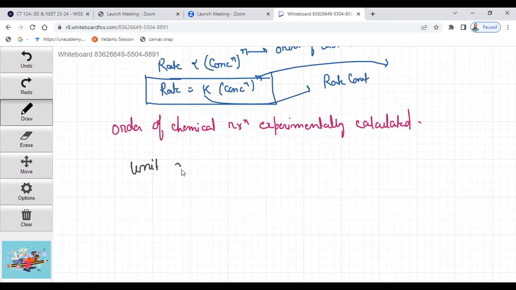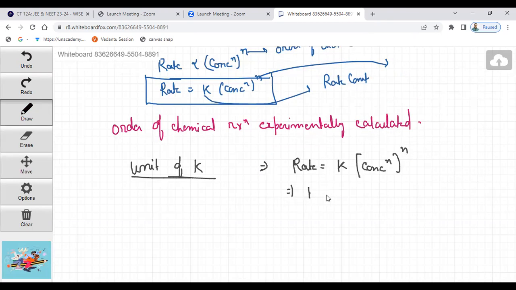Unit of k. This is very important. You have to remember the unit of k. Suppose it is written that rate is equal to k into concentration to the power n. So k will be equal to rate divided by concentration to the power n.